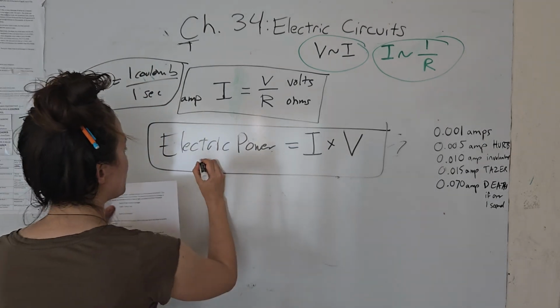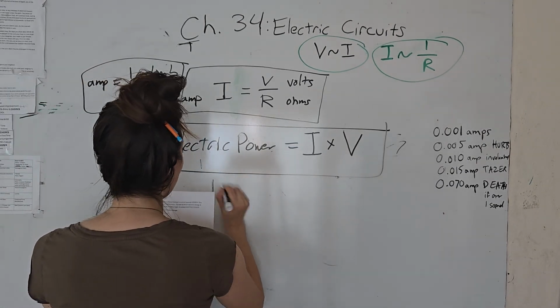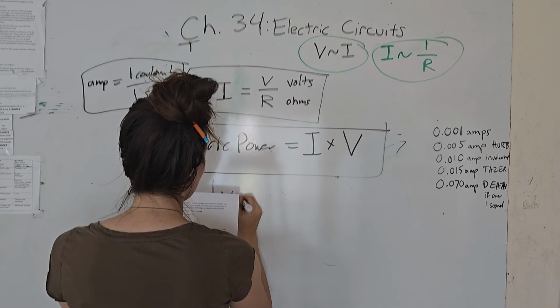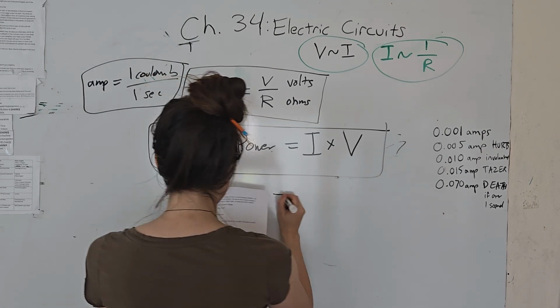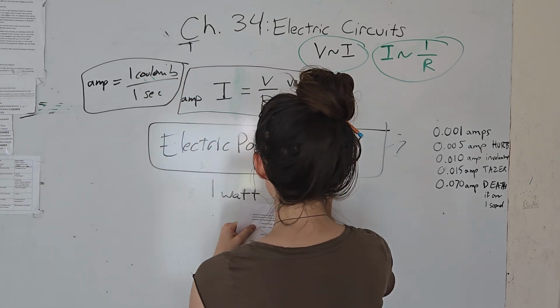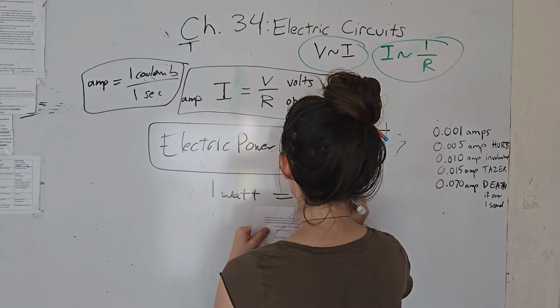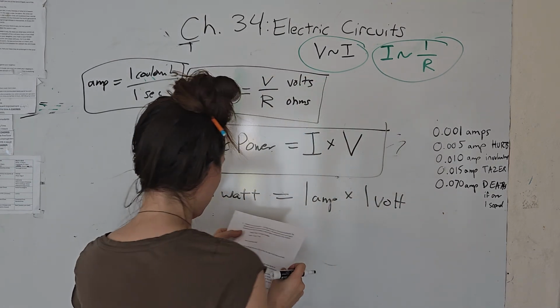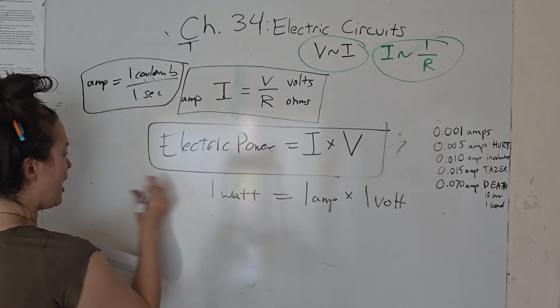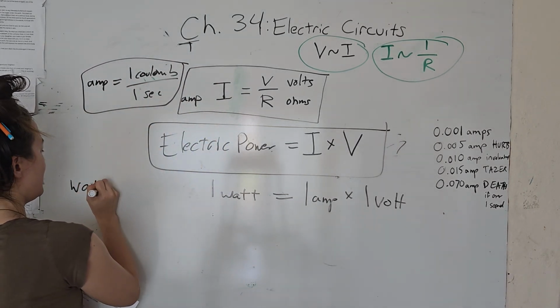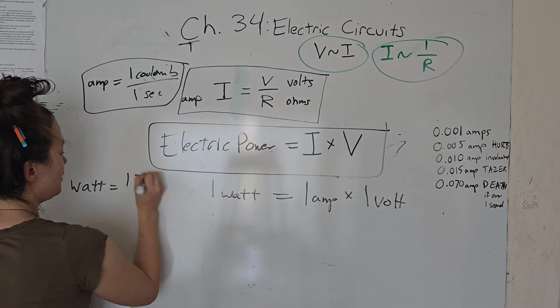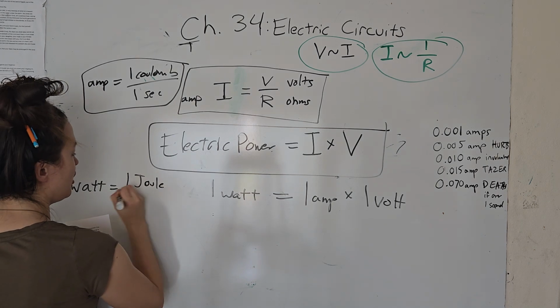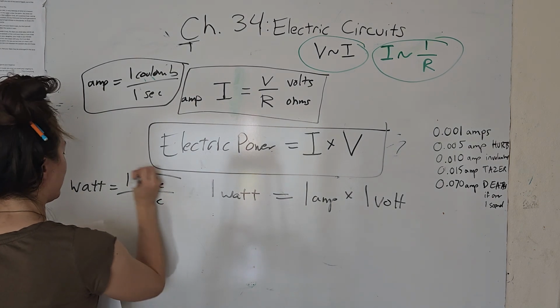So we can also write it as 1 watt is 1 amp times 1 volt. And remember, what is a watt? A watt is a joule per second. Okay? A watt is 1 joule of energy per 1 second.